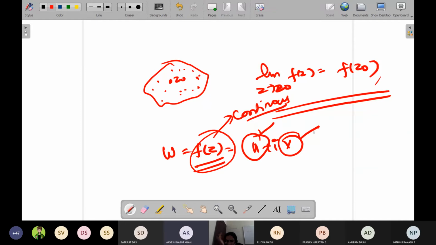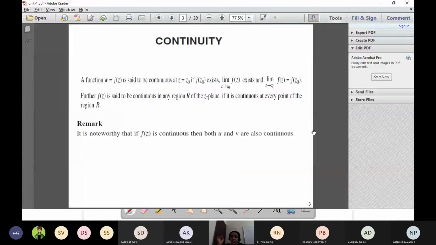Ma'am, both will be continuous. Both will be continuous. Then only we say that the function is continuous. It is noteworthy that if f of z is continuous, then both u and v are also continuous. So for any function in complex, if it is continuous, then the real part is continuous and the imaginary part is continuous individually.